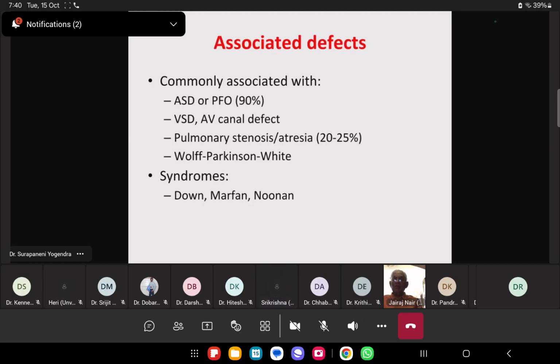Associated defects commonly associated with ASD or PFO, VSD or AV canal defect, pulmonary stenosis or atresia in 20 to 25%, and Wolff-Parkinson-White syndrome. Other syndromes are Down, Marfan, and Noonan syndrome.